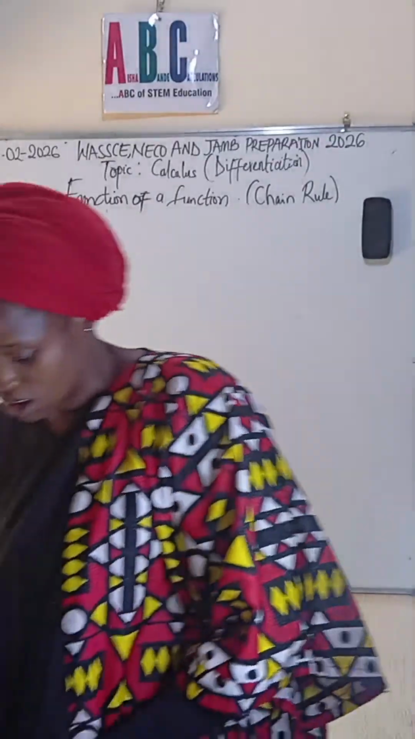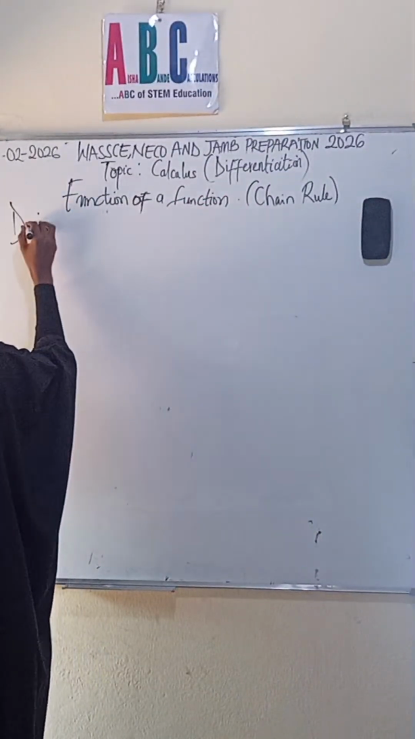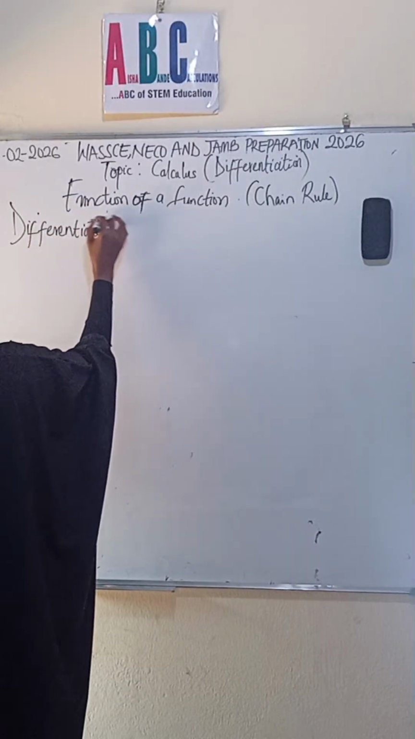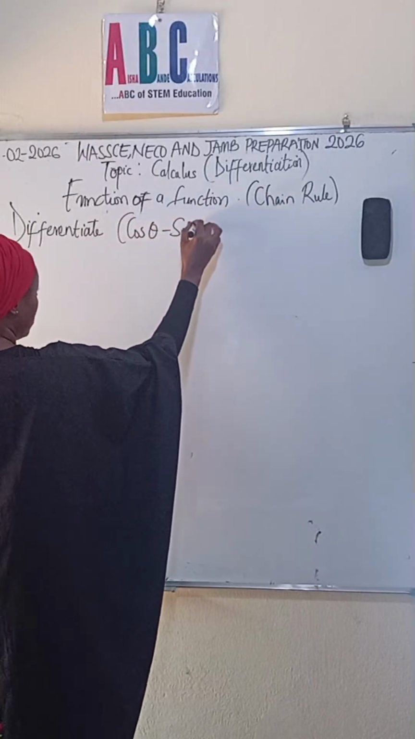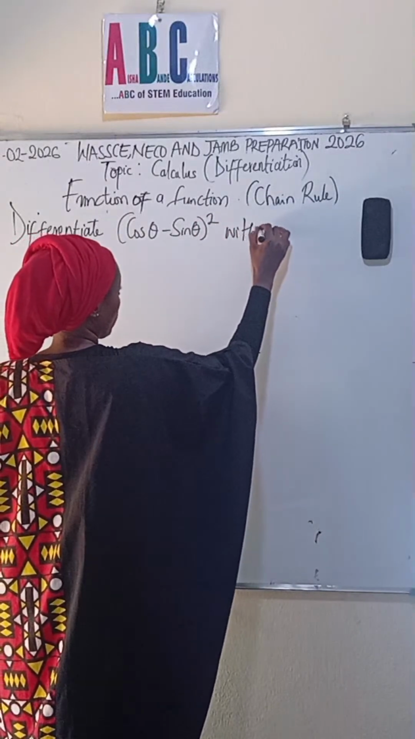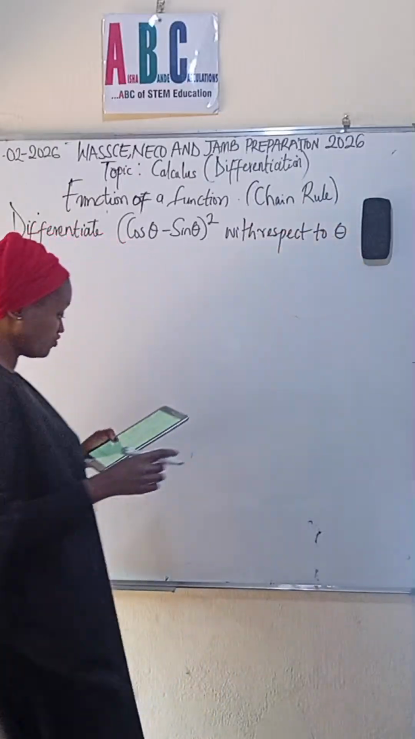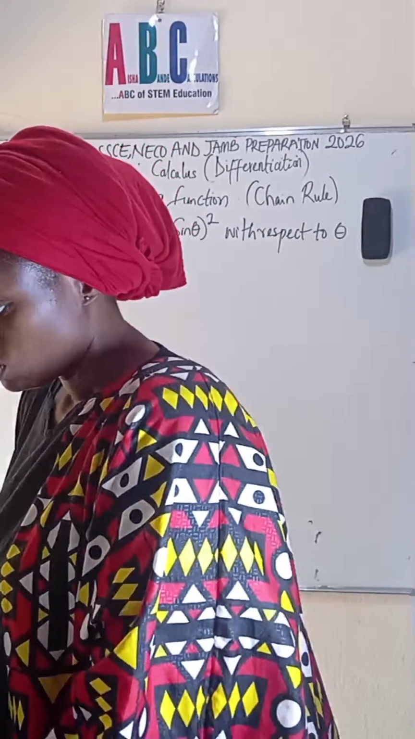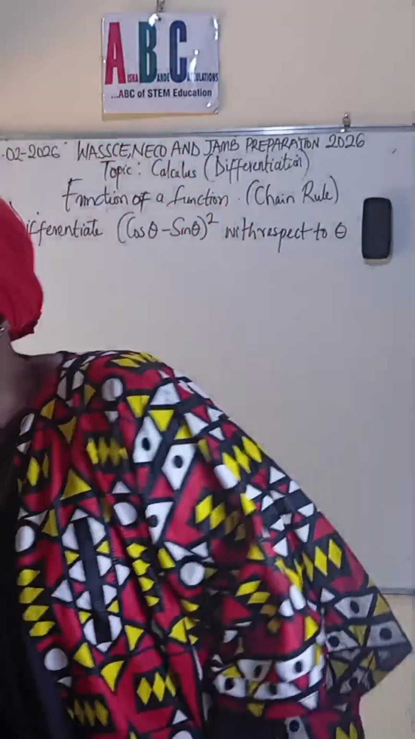The next one says differentiate cos theta minus tan theta all squared with respect to theta. So let's differentiate with respect to theta. Let's give this a try first. Let's try this. Drop your answer in the comment section. If you can't, let's see.